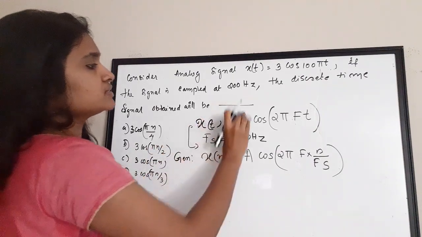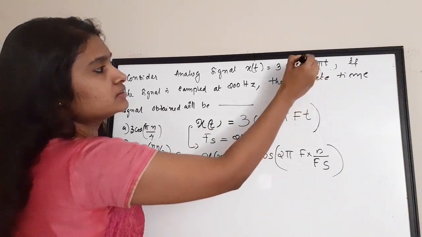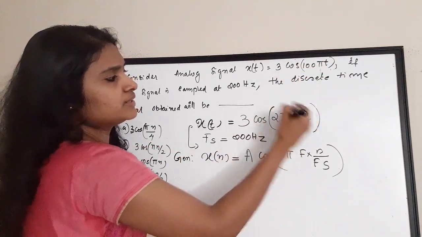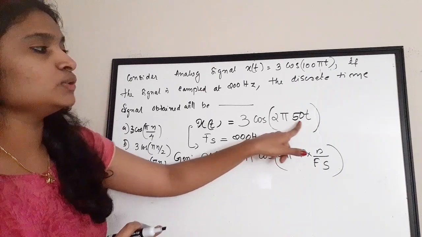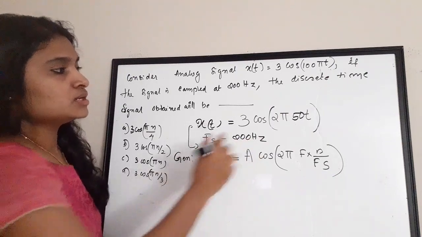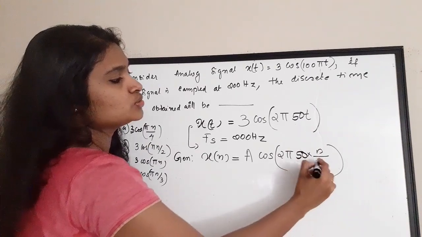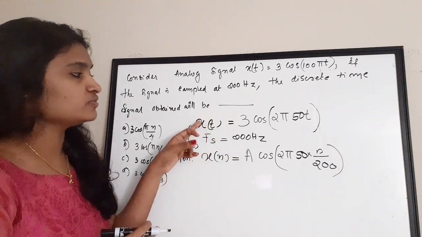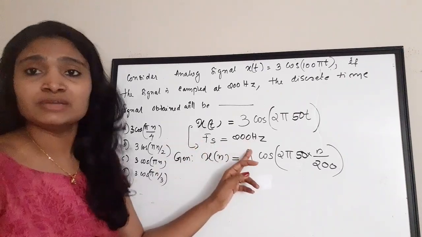For this question, first let me write x of t. It is 3 cos of 100 pi t inside the cosine. You can write it as 2 pi into 50 t, since I have split 100 as 2 into 50. So 2 into pi into 50 into t. Very simple. The sampling frequency fs is 200 Hz, so here you change t to n by 200, with f equal to 50. This is all you have to do to convert a signal from the continuous time domain to the discrete time domain, that is, simply sampling by the given sampling frequency.